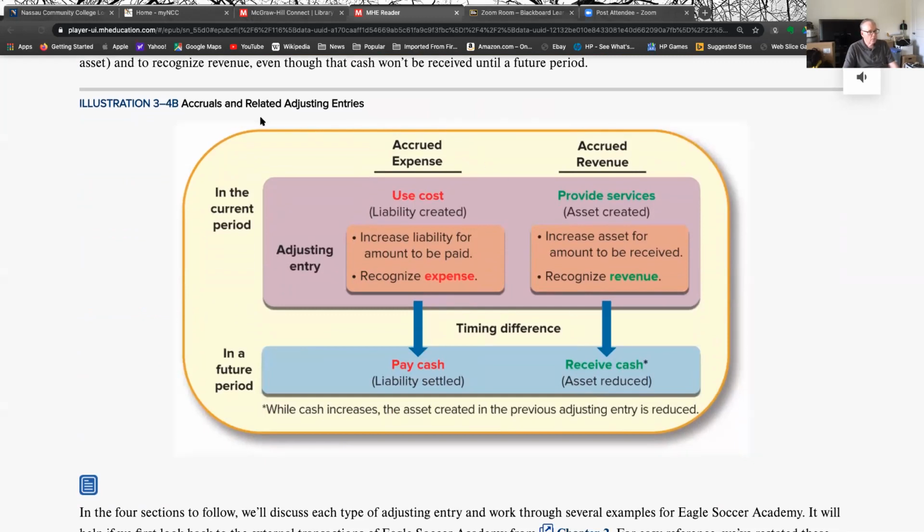The other big category were accruals. Accruals are something's happened, but for whatever reason, it hasn't gotten recorded yet. So when we talk about accruals, we can have accrued expenses or accrued revenue. Accrued expenses is we used something, a liability was created, but it hasn't been recorded yet.